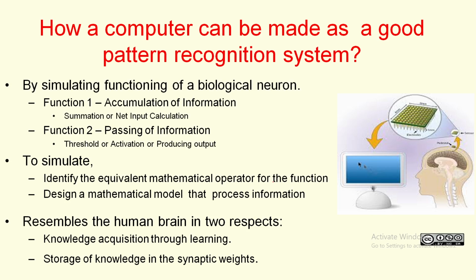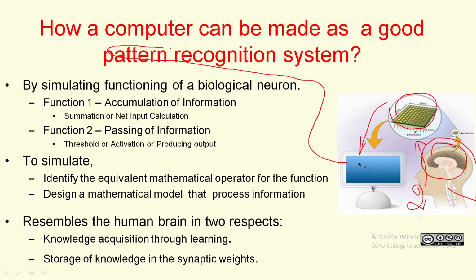So, how can you make a computer a good pattern recognition system? You should understand the operation of your brain. There are two major operations. The two major operations have been mathematically notated, and those two mathematically notated operations have been hardwired, and that hardware is put into a machine, so that the machine will behave as a good pattern recognition system. This is what I am trying to say.